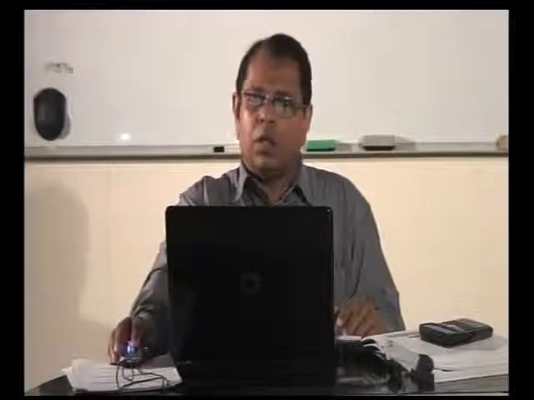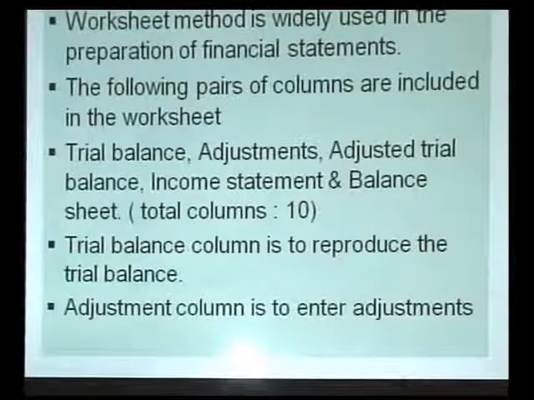The columns in the worksheet are the trial balance column, adjustments column, adjusted trial balance column, income statement, and the balance sheet column. So there are 1, 2, 3, 4, 5 columns, 5 columns multiplied by 2, that is one for debit and the other one for credit. Then there are 10 columns.